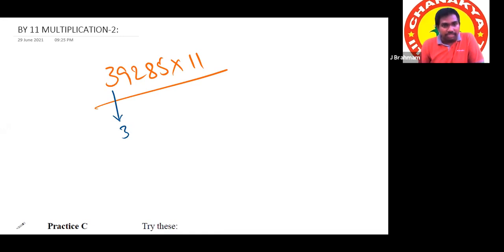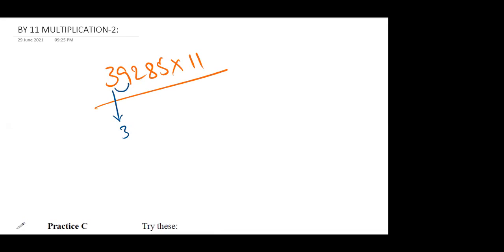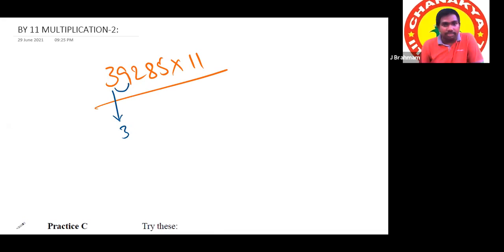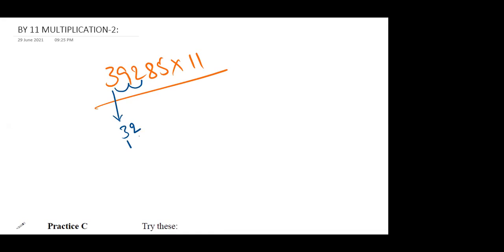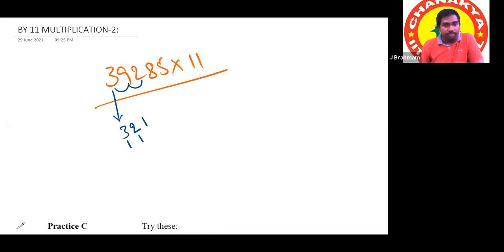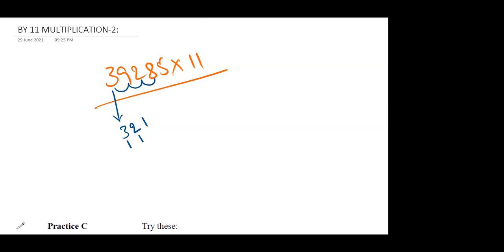So take 3 as it is, the first digit. Later, 3 plus 9 is how much? 12. 12 means we need only one digit here, 2, and 1 is carried. Write 2 as it is. Next, 9 plus 2 is 11, so 1 here and carry 1. Next, 2 plus 8 is 10, so 0 here.